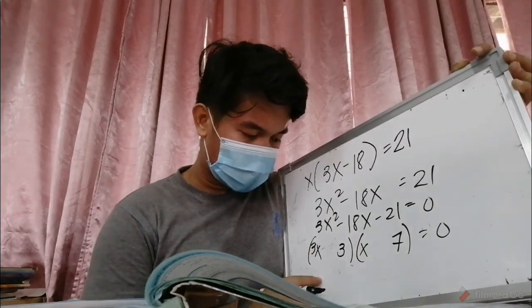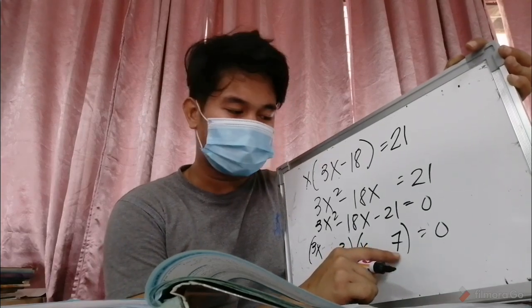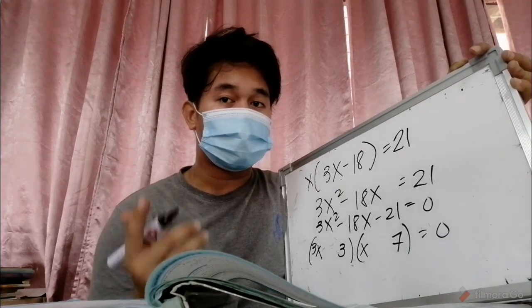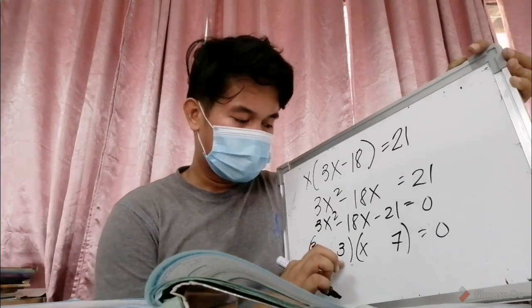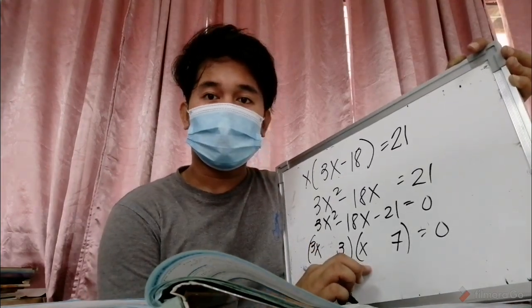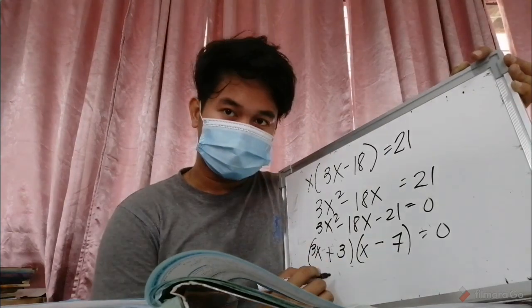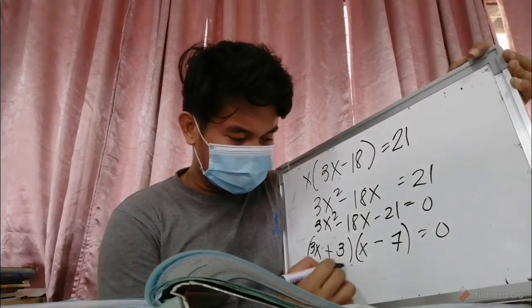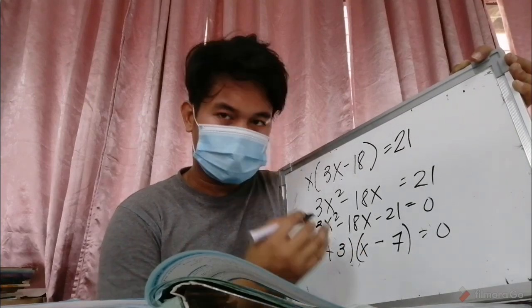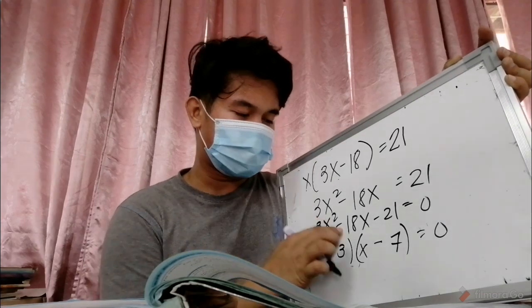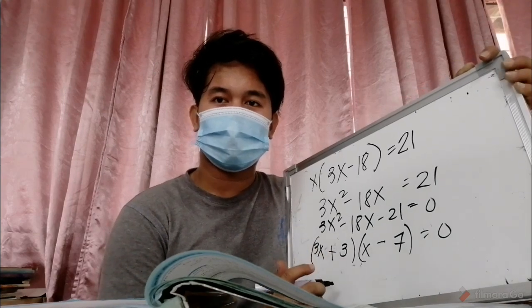So let us try to put 3x and 7. Try natin i-multiply sa 21. Mas malaki yun kaysa sa 3x. Ito yung 3x na isa. So therefore, ito yung gawin nating negative. Ito yung positive. So if we're going to multiply 3x and negative 21x and then add, the answer is negative 18x. Therefore, our answer here is correct. Our factor here is correct.